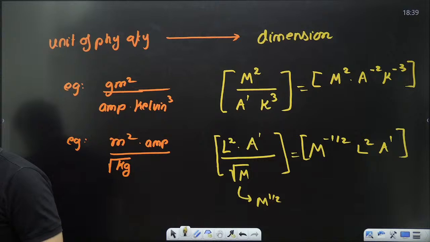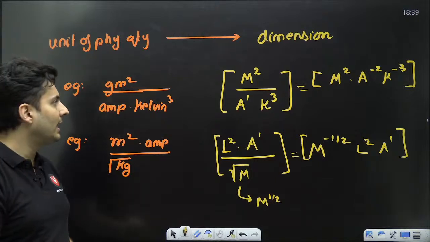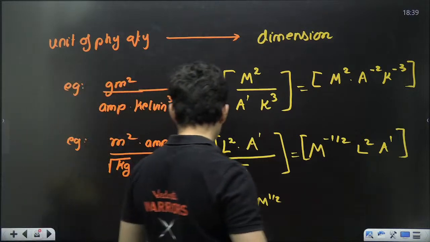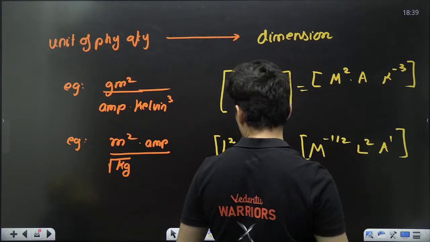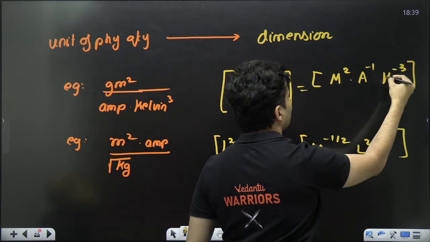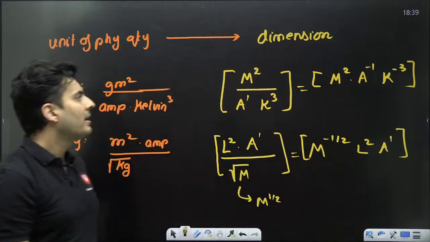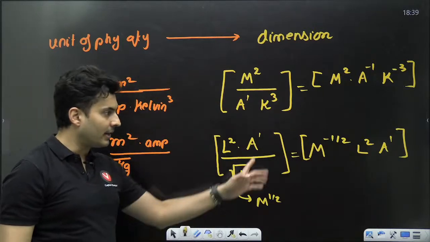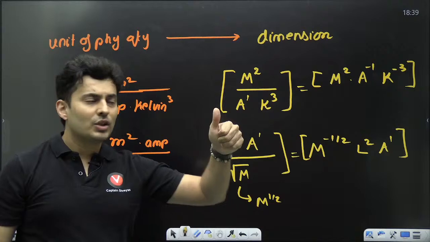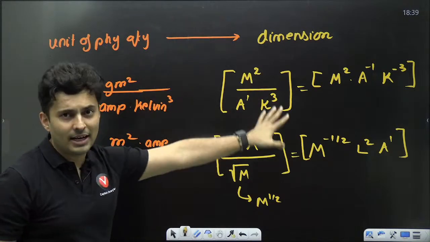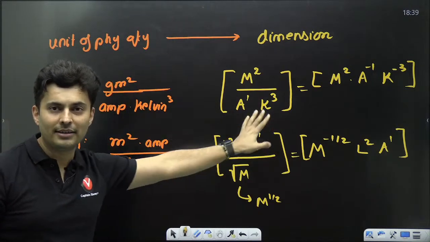Is that clear? Oh, sorry, it was A raised to minus 1. I don't know why I wrote minus 2. So sorry. This is minus 1. Yes, A raised to minus 1, K raised to minus 3. Correct. Everybody with me? So if you know the units, you can find the dimension.